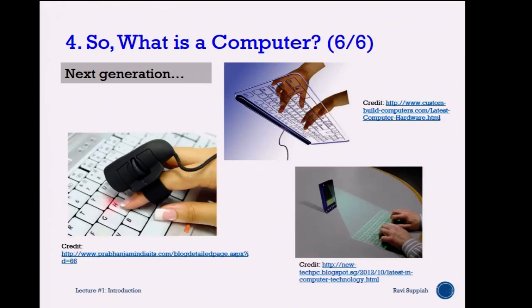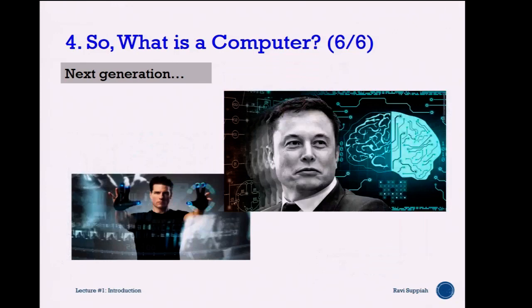Of course, the next generation of computing devices is already present. All this is not futuristic; it's already here. Those virtual keyboards, and a lot of different ways in which you can interact with computers. All these are already current generation, in fact, not even next generation. Of course, in movies we see a lot more cool stuff. I'm not sure whether you all watched this movie. Have you all watched Minority Report?